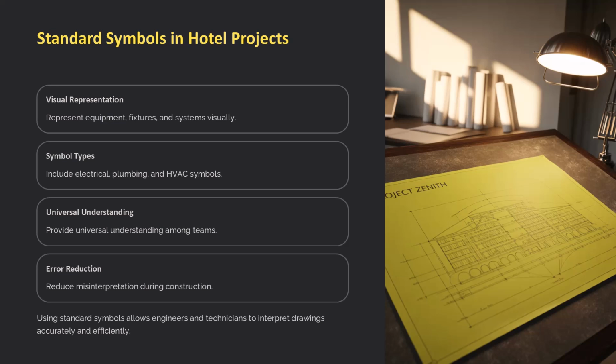They also help avoid costly mistakes during construction because the meaning of each symbol is clear to everyone. Using standardized symbols ensures that drawings can be interpreted across different projects and even different countries. It also allows maintenance teams years later to understand the original design without relying on verbal explanations. For luxury hotels, where systems are large and complex, symbols bring clarity and order. They save time, reduce risks, and make coordination smoother for every stakeholder involved.